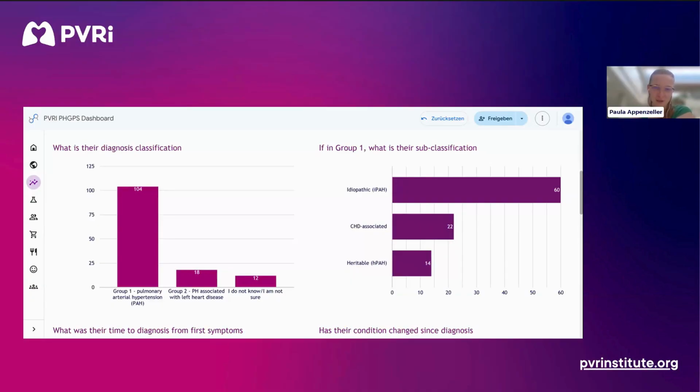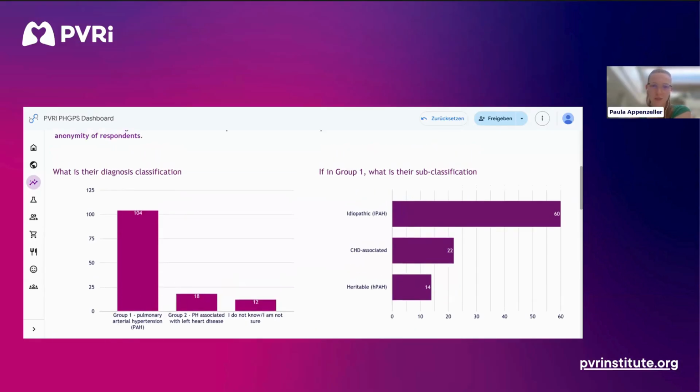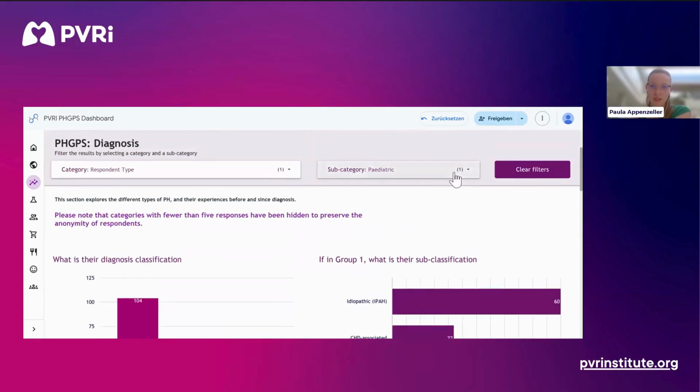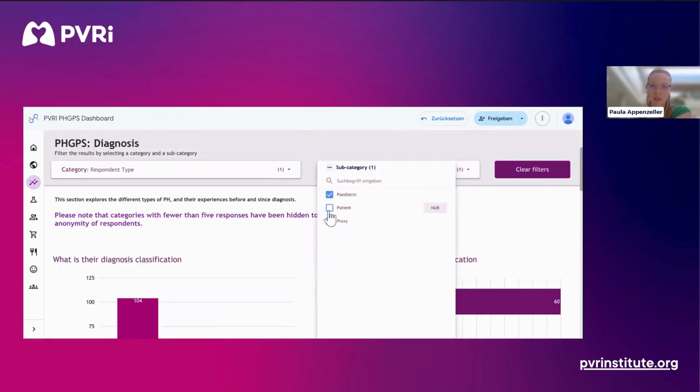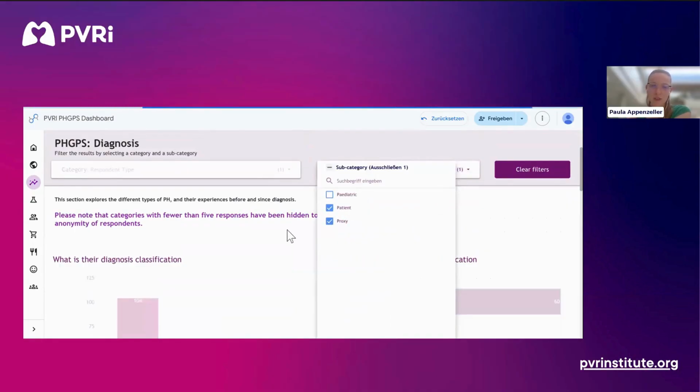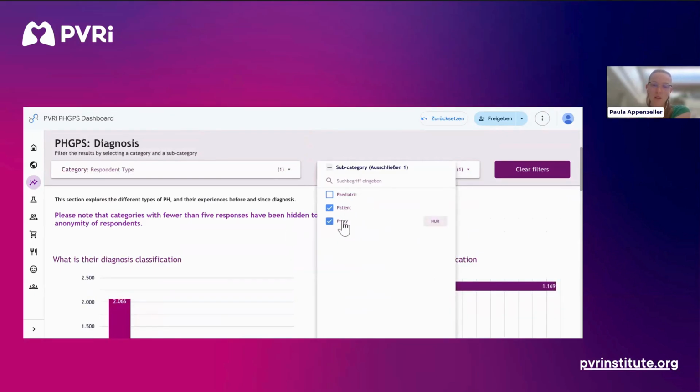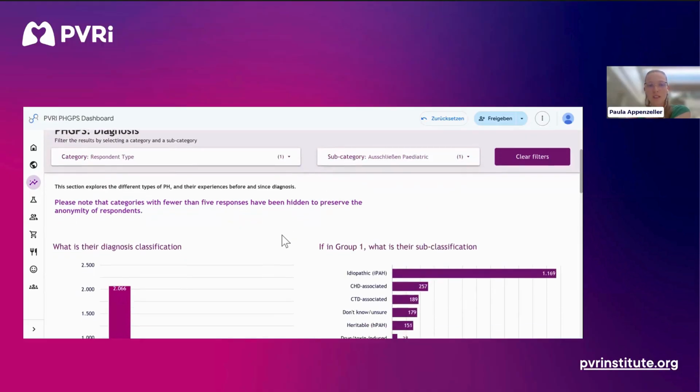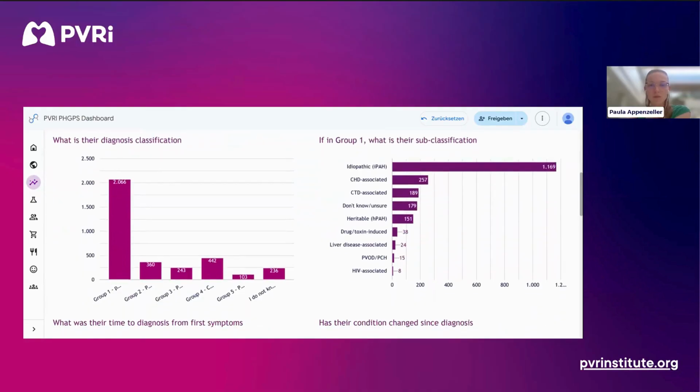So out of the 104, 14 had heritable PH, so it's 14% with heritable PH. If we now switch from pediatric to adult patients, so we choose patient and proxy. It's important to know that for adult patients, we choose patient and proxy because all the proxy responses relate to adult patients. So we can see that the answers have changed.